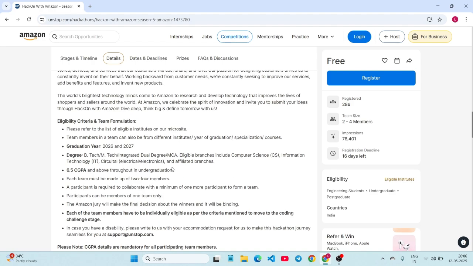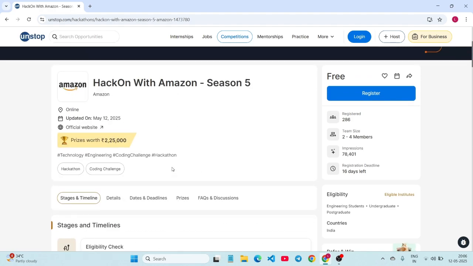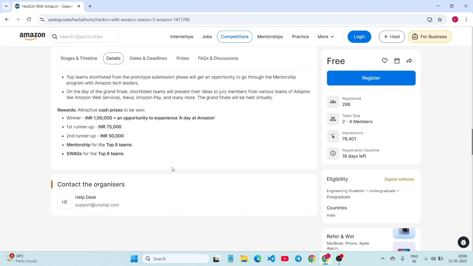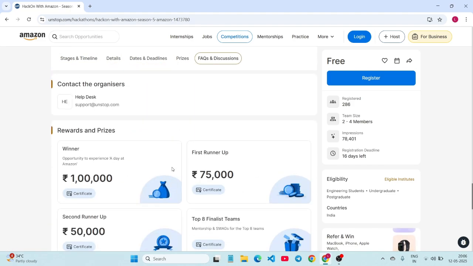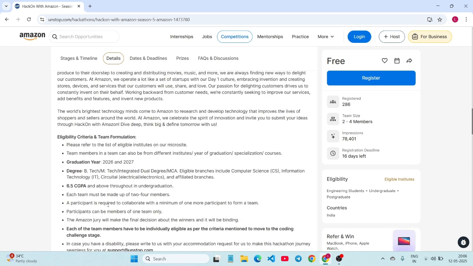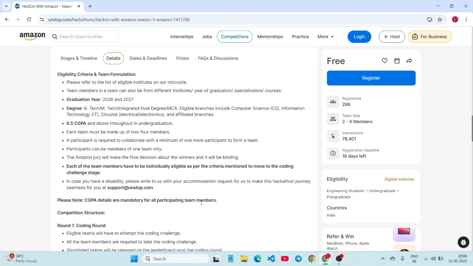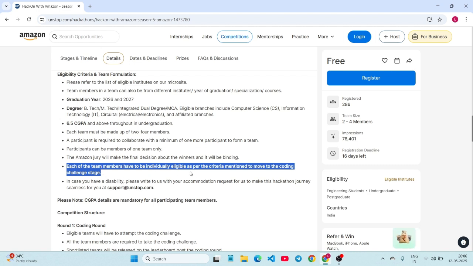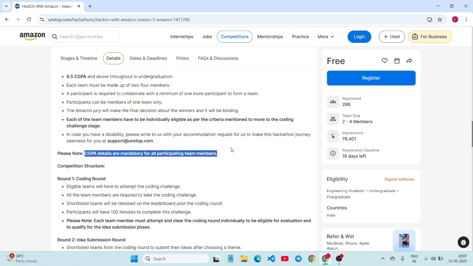The team must consist of 2 to 4 members, so a minimum of 2 members and a maximum of 4 members. Individual participation is not allowed here. Each participant is required to collaborate with at least 1 other participant to form a team, and can be a member of only 1 team. Each team member has to be individually eligible as per the criteria mentioned to move to the coding challenge stage. Also note that CGPA details are mandatory for all the participating team members.